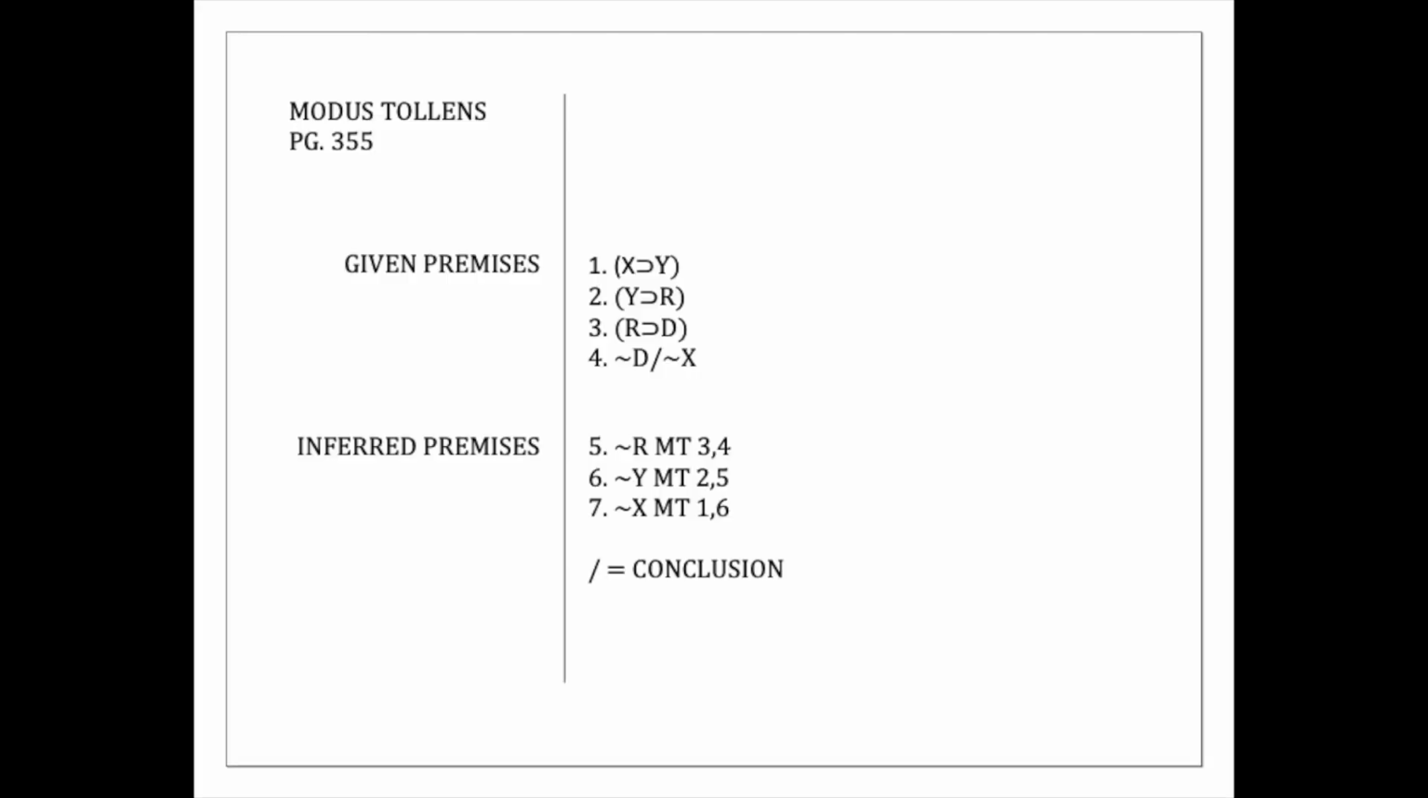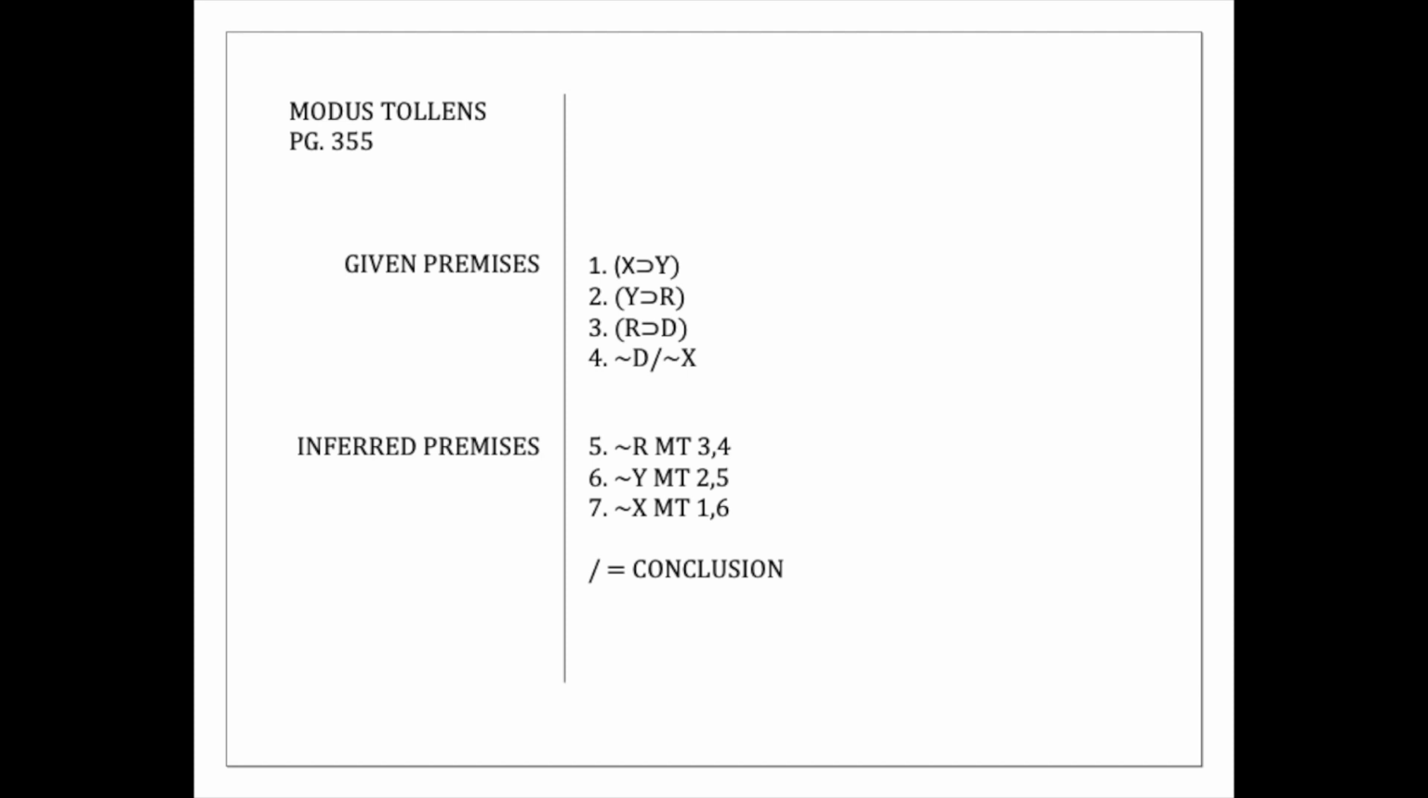Okay, let's practice one using the modus tollens rule. You see the argument. The first premise, if X then Y. Premise 2, if Y then R. Premise 3, if R then D. Premise 4, tilde D. The conclusion, tilde X. Now, what can we infer based on the valid inference rules?